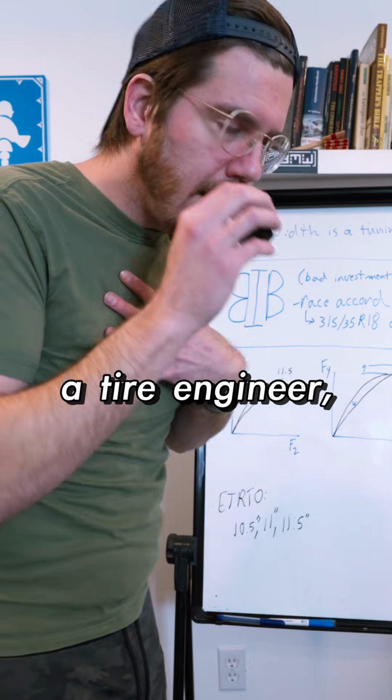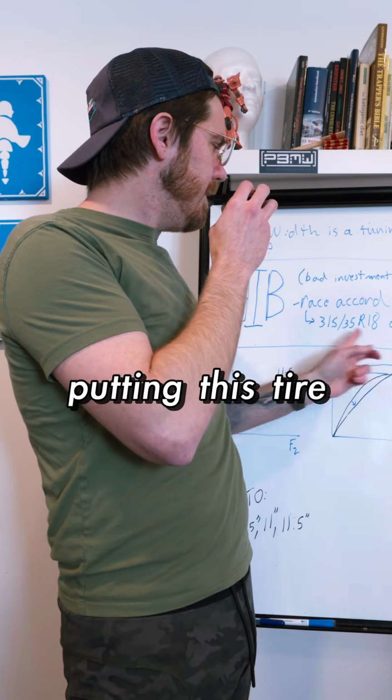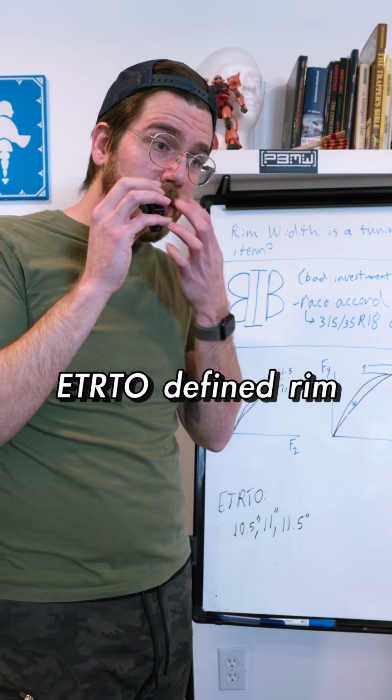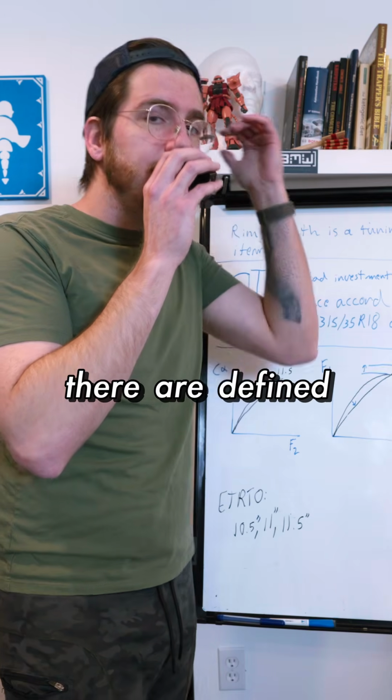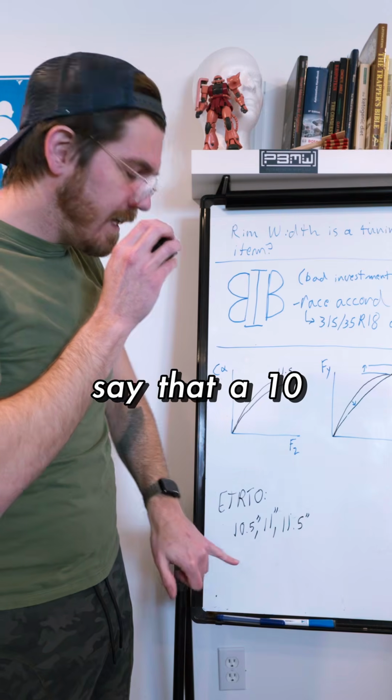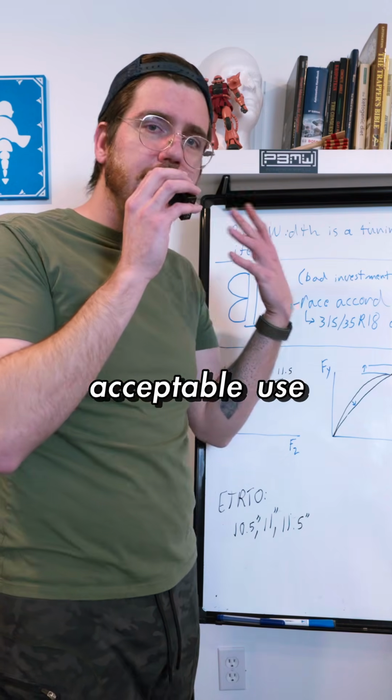But anyway, me being a tire engineer, the first thing that I looked at is that he is putting this tire on an 11.5-inch wide rim. And I know that the ETRTO defined rim widths, which, yes, by the way, there are defined rim widths you are supposed to be able to use with a tire. They say that a 10.5, an 11, and an 11.5 are acceptable use here.